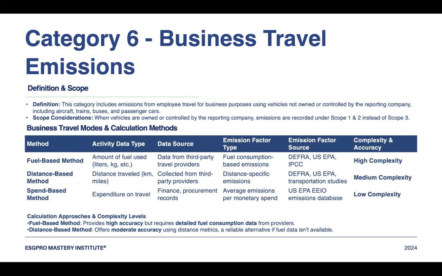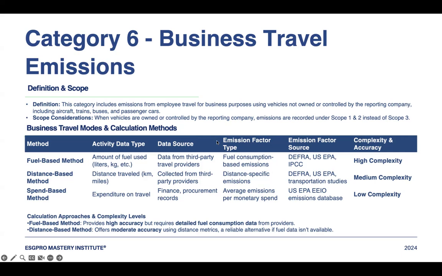Business travel emission, as I told you, again, has three different criteria, similar to those we learned in the beginning. It has a fuel-based method, distance-based method, and a spend-based method. But remember here, which mode of transport you have used will decide whether you are able to calculate it correctly or not. Okay. So DEFRA, US EPA, and IPCC are the best data sources.